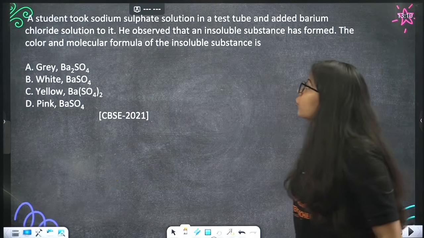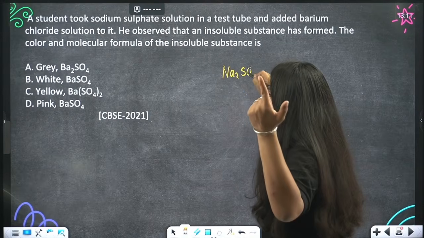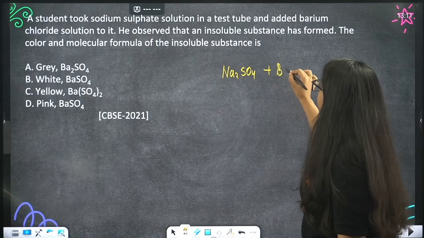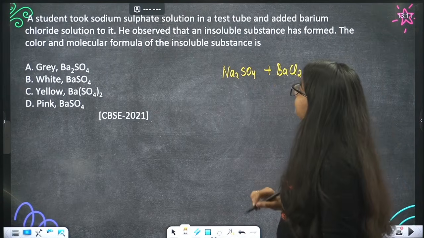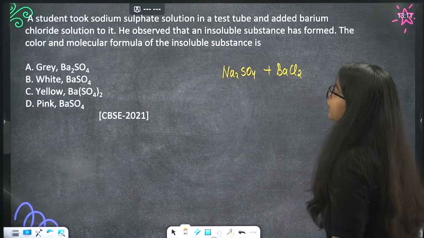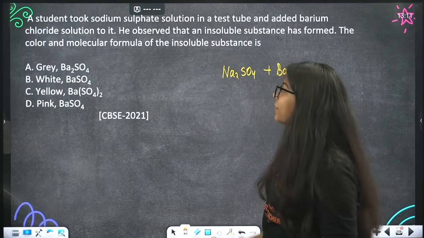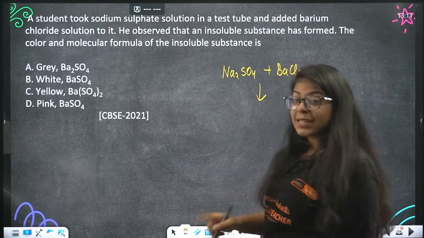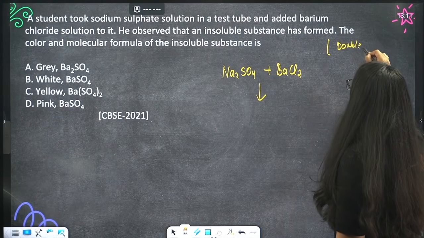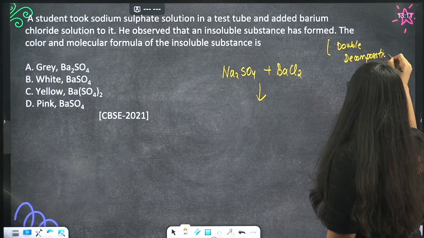A student took sodium sulfate solution, Na2SO4, in a test tube and added barium chloride, BaCl2. He observed that an insoluble substance has formed. What are the color and the molecular formula of the insoluble substance? Beta, we studied this reaction, right? That an insoluble substance is formed. This is a double decomposition reaction.